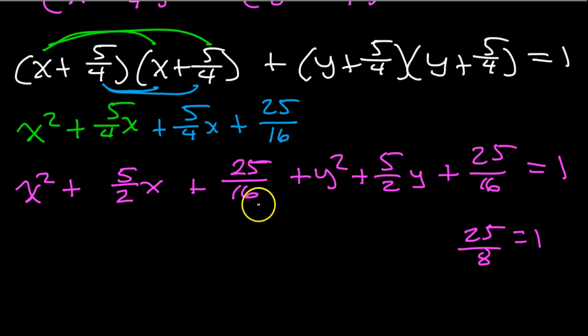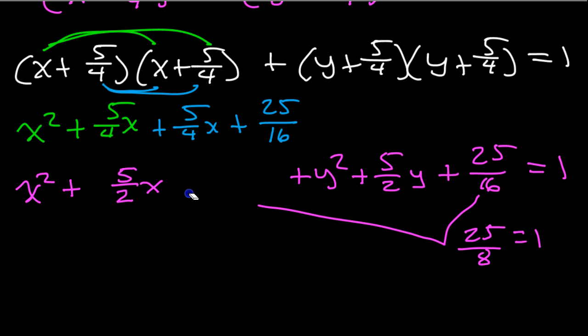Okay, so can we agree that if I combine these two together, I'm going to get 25 over 8? So will it be too confusing if instead of recopying the whole thing, I just erase this and make this the 25 over 8 that we spoke of?